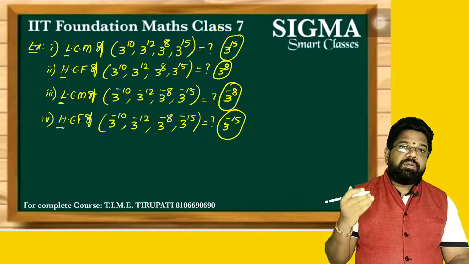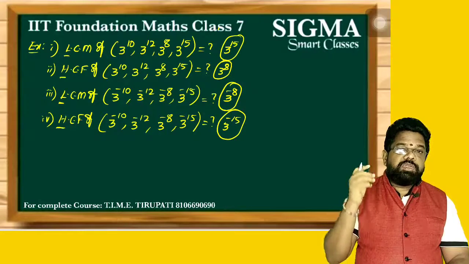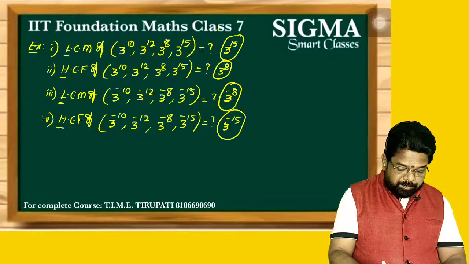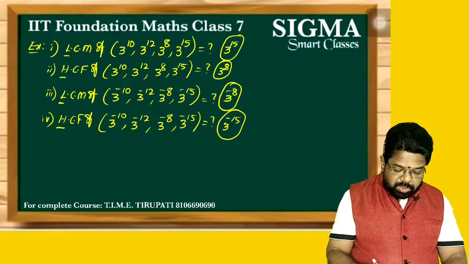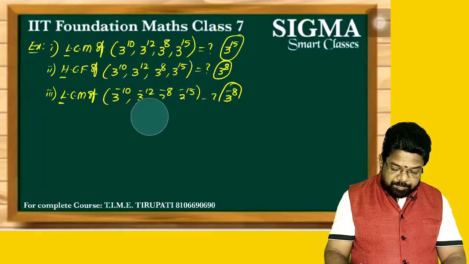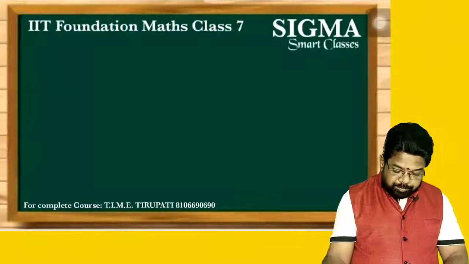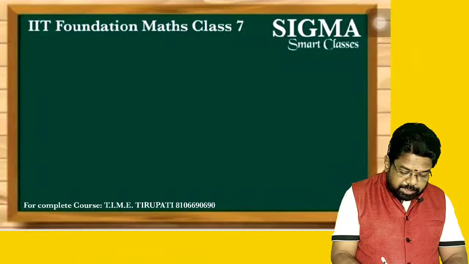Whether the powers are positive or negative, that is how you can calculate LCM and HCF. So that we learnt up to this. Now the last model in this is: when the values are given like this, how can you calculate LCM and HCF.